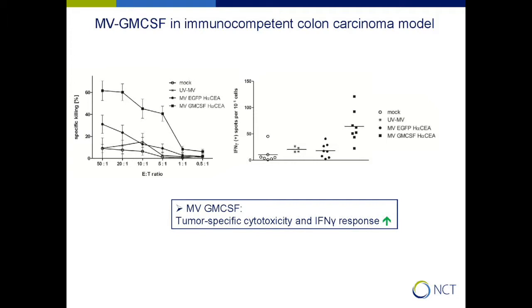We also extracted splenocytes from the treated mice and performed a cytotoxicity assay and interferon gamma ELISpot after co-culture with tumor cells. And we saw a significant increase in tumor-specific cytotoxic response in those mice treated with measles encoding GM-CSF, and also an increase in the anti-tumor interferon gamma response.